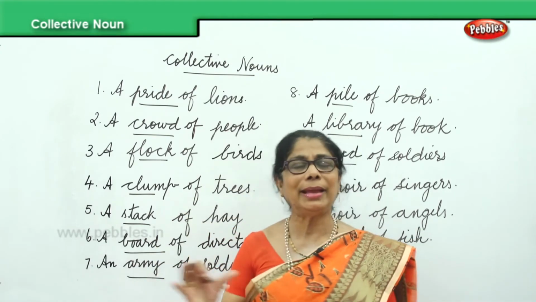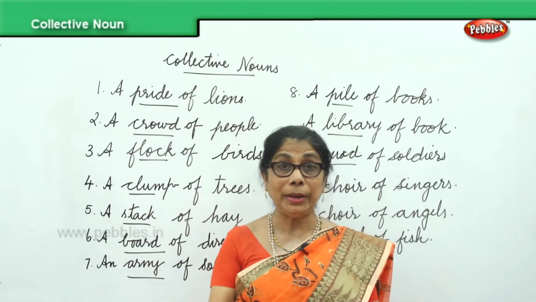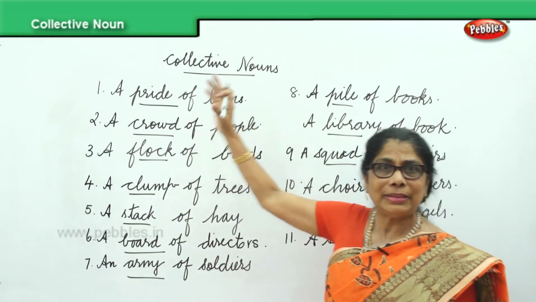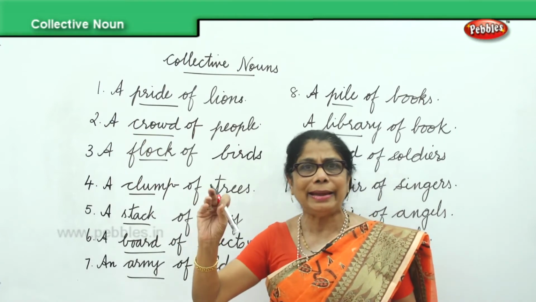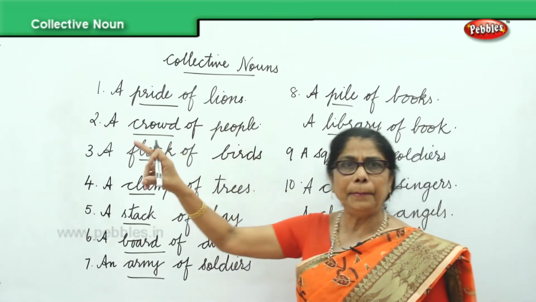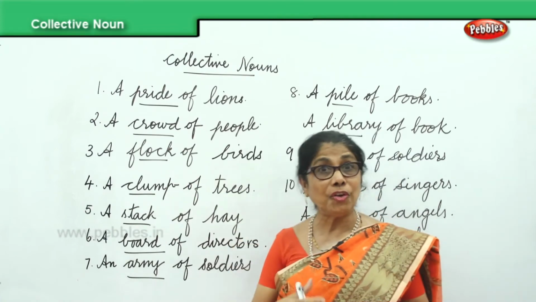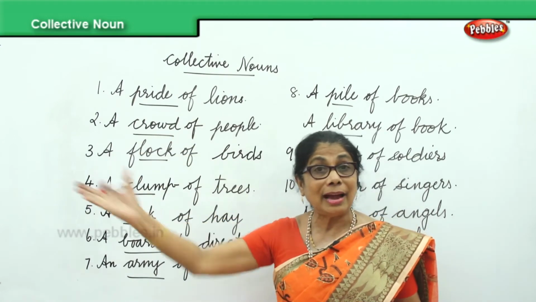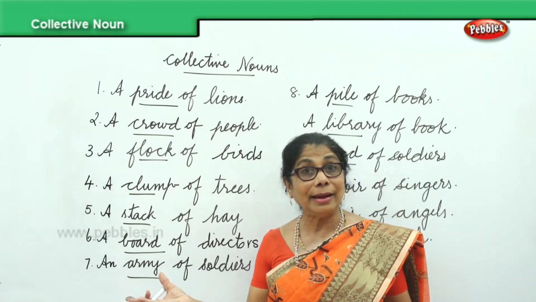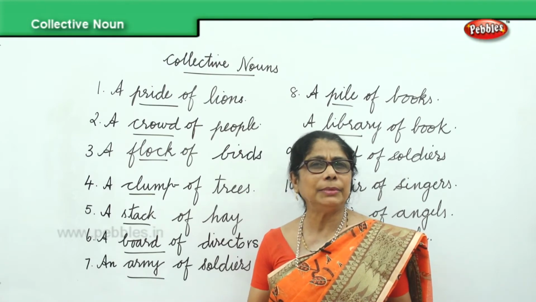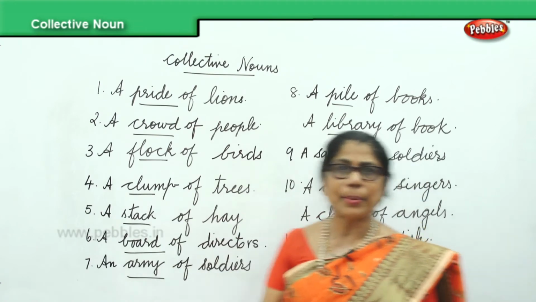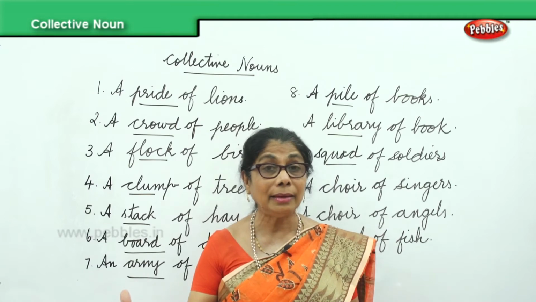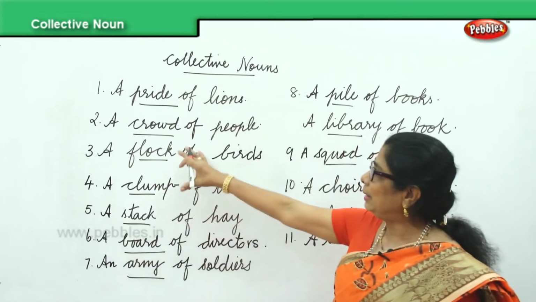Now, what are we looking at? Collective nouns. Group names given to certain things. The group name for lions, we'll say pride. You won't say I saw 10 lions, I saw 100 people. Instead of that, in your writing, collective nouns help you. You will say a pride of lions. I visited the forest and the guide showed me a pride of lions. That means a large group of lions. Or you can say, I saw a pride of lions attacking a large bull. Like that, it helps your writing.